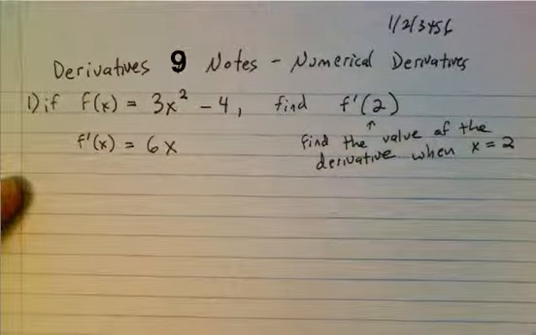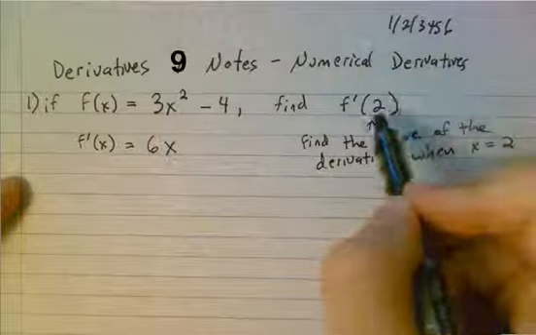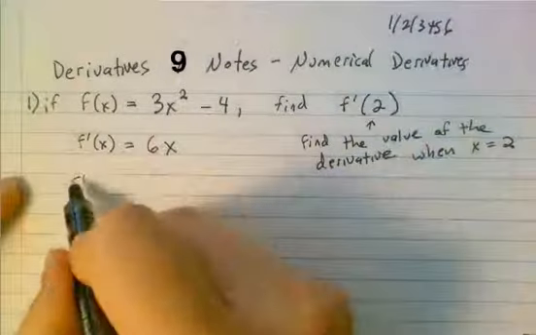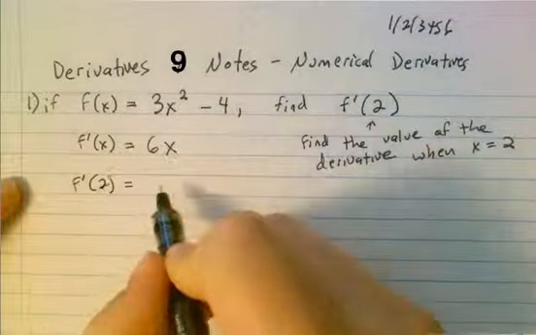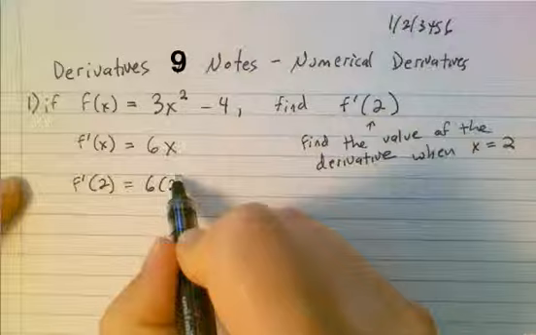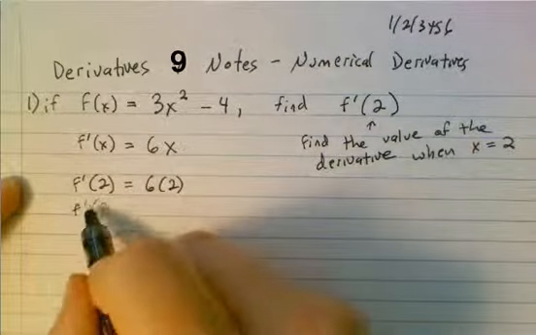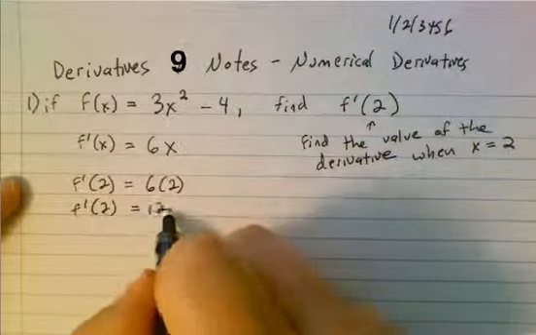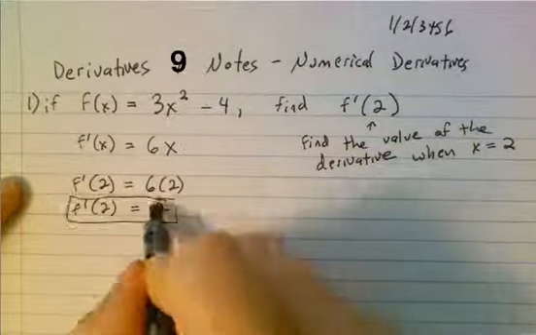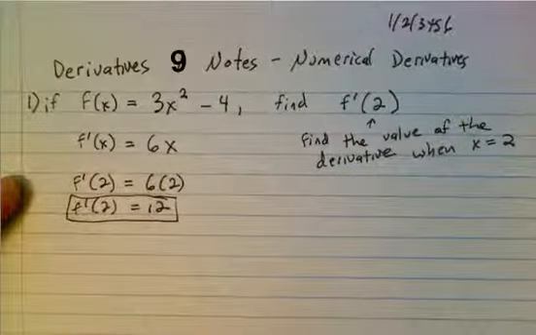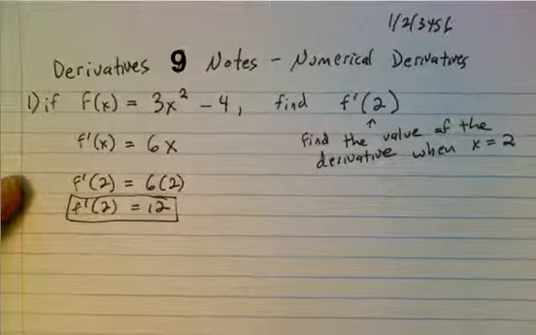And there we go. Now all we're going to do is take this 2 and plug it in for x, so f prime of 2 is 6 times 2, or 12. All there is to it.